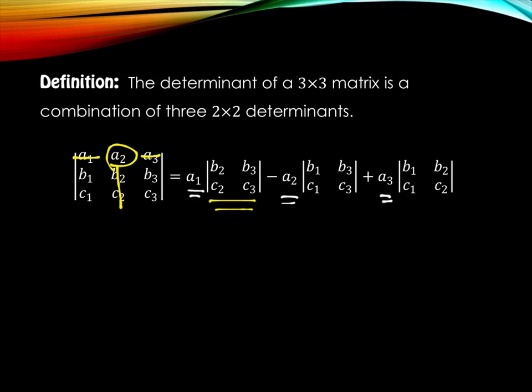Then, oops, that was supposed to be cut. Let's try again. We do the third coordinate, A3, and we do it with this bottom left-hand corner over here. So again, we zero out this row and this column, and we have B1, B2, C1, C2.